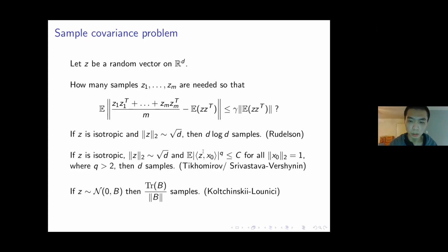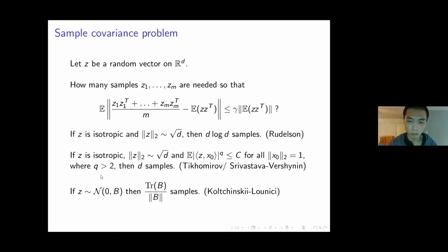But let's say each one-dimensional marginal is not too bad. Fix Q bigger than 2, and this is bounded. Then D samples is enough. We can remove the log D. Now, these are isotropic cases.